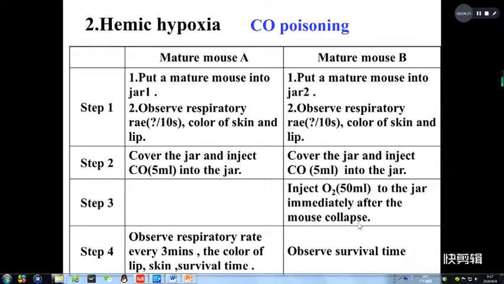Now the next, inject about 50 ml of oxygen into the jar immediately after the mouse collapses. Now you observe the survival time. So animal B first inhales carbon monoxide and the next inhales oxygen. Now the animal will die or survive.